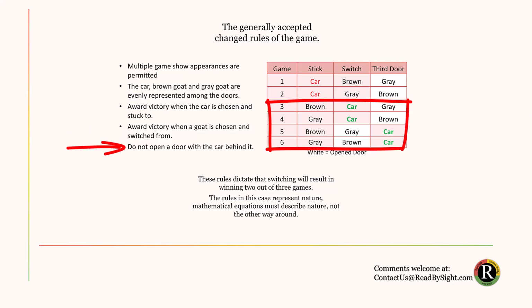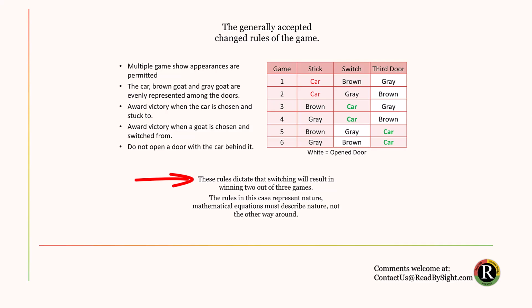The host does not open a door with a car behind it, so that's a change. So we don't evenly distribute the way that the doors are opened. We shift the distribution in these last 2 rows. So what's the result? Well, the rules dictate that switching will result in winning 2 out of 3 games. We don't need math to prove this. We've specified it in the rules. The rules in this case represent nature. We're just kind of using that figuratively. Mathematical equations must describe nature, not the other way around.